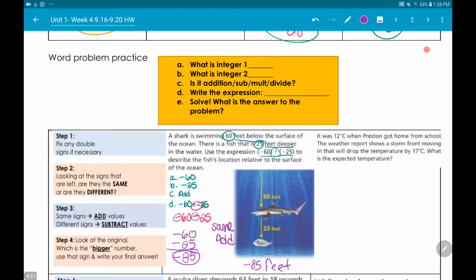All right, next one. It was 12 degrees when Preston got home from school. The weather report shows a storm moving in and the temperature will drop by 17 degrees. What is the expected temperature? So, integer 1 is 12. Integer 2 is negative 17. Let's write our expression.